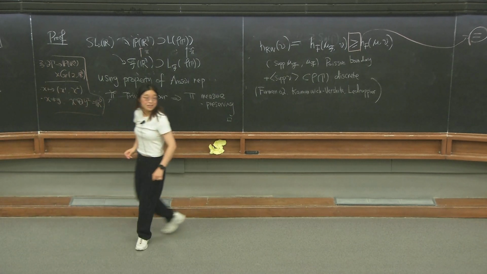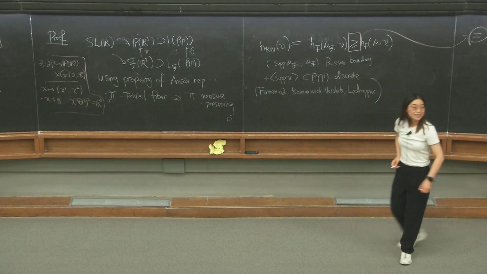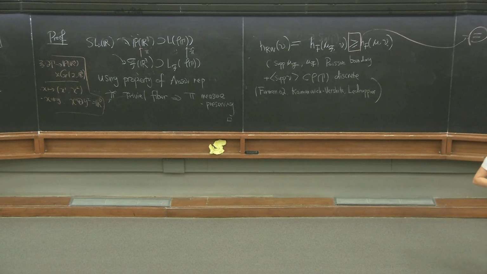Okay, is it okay? No, I think here we really use the property of Anosov representations. Well, you need this kind of structure.